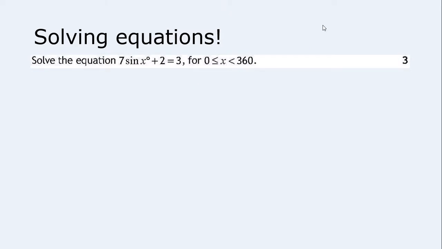Okay, so here we've got the equation 7 sine x plus 2 equals 3. Okay, and we want to solve this equation. So the first thing I want to do really is actually just write this out like this. So let's just bring it all to one side. Let's take 3 from both sides. Okay, because this is slightly easier to sketch, because our magnitude is 7 and our vertical translation is -1.